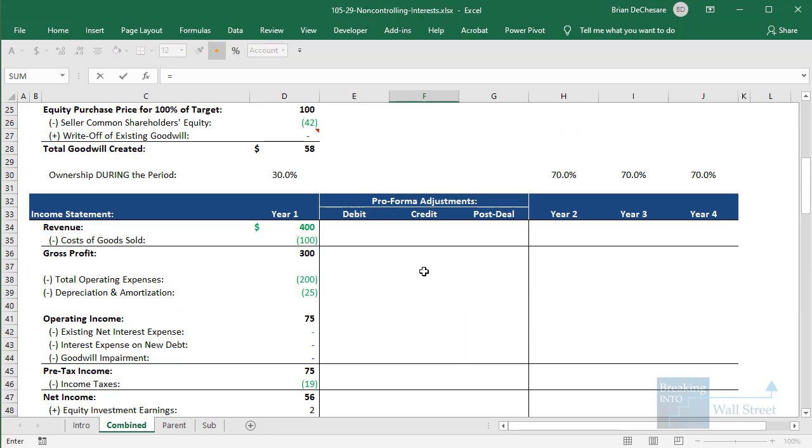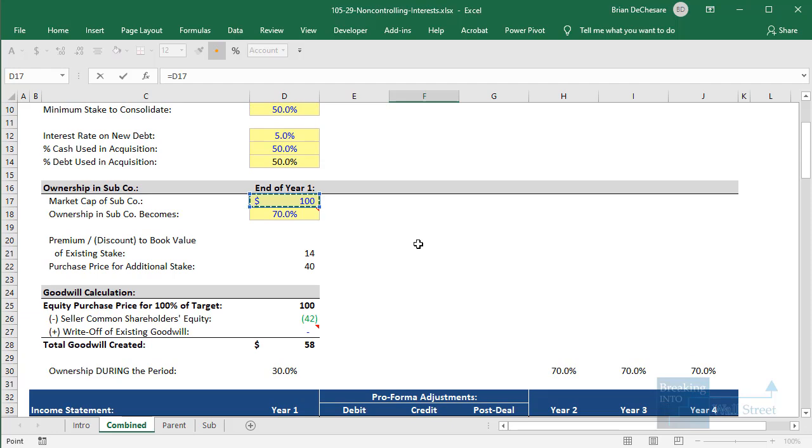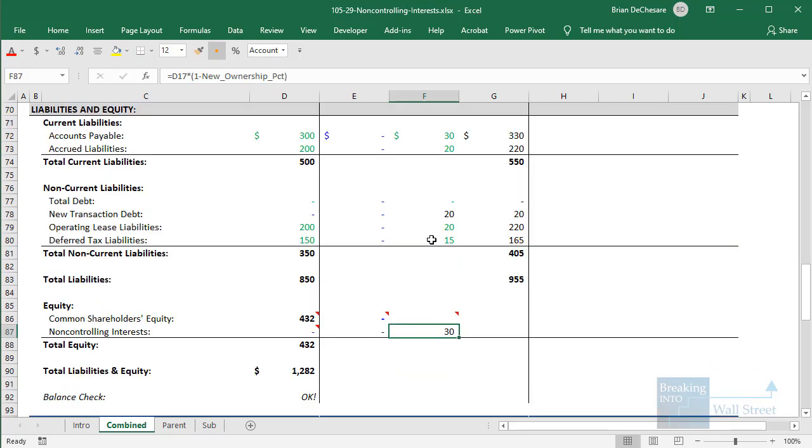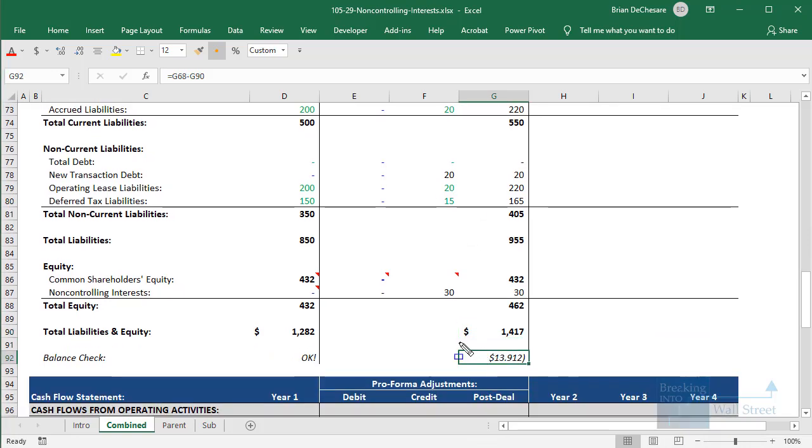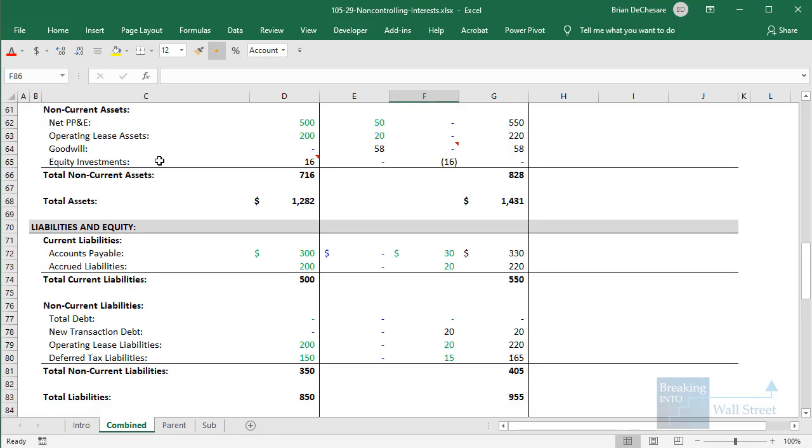So let's go up and take the market cap of Subco and then multiply by one minus the new ownership percentage. So we get this. Now at this point, if you go in and you try to add up everything here, you'll see the problem very quickly. So let's add up all these. And you could see that our balance sheet goes out of balance because of the fact that we're not reflecting that premium or discount that we paid over the old value for the equity investments here.